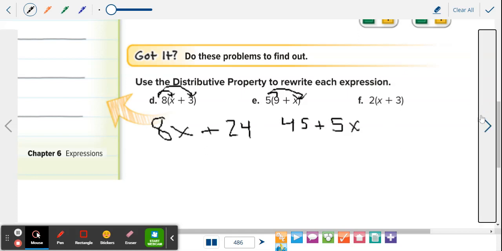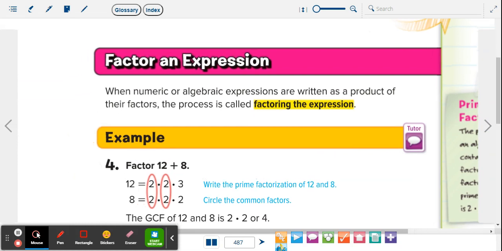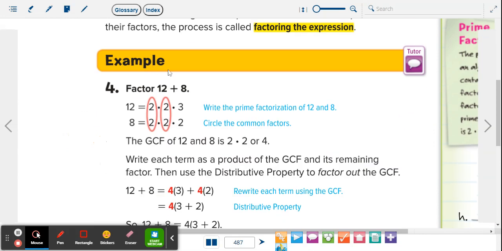Now we're going to go the opposite way, and that's what they call factoring an expression. When you're factoring, you're taking a number that you can divide out of both of them and putting it on the outside of the parentheses. So they give you an expression like this, 12 plus 8. You have to find the greatest common factor and divide it out.